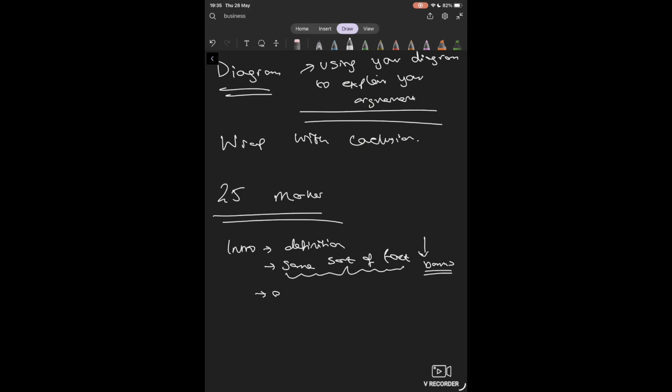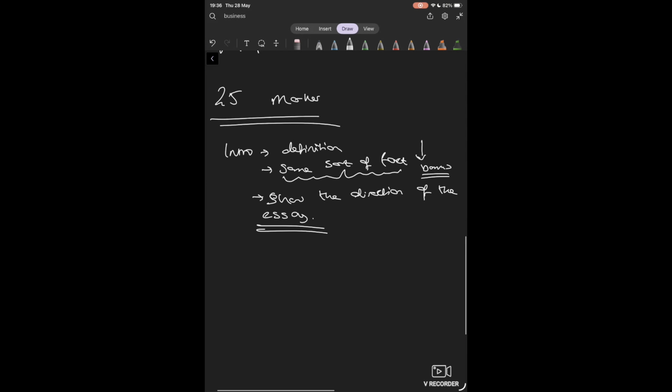And you need to show the direction of the essay. Where am I taking this essay? What am I trying to say with my essay today? Immediately after, you give your first point, you explain, you use the chain of analysis that I was speaking about above. So, this means, therefore, as a result, this leads to, etc.